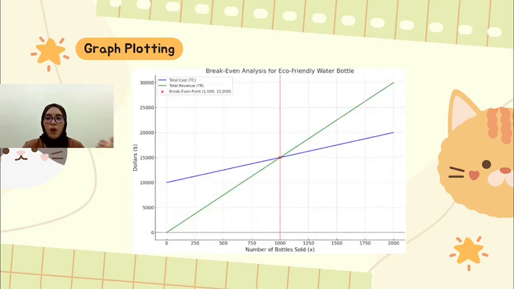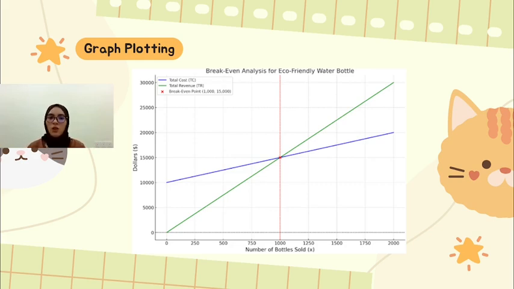And now you can do the graph plotting. As you can see, the blue line represents the total cost. The green line represents the total revenue, and the red point is at 1,000 and also 15,000. 15,000 is from the number we calculated. Okay, so this is the graph that you are going to have.